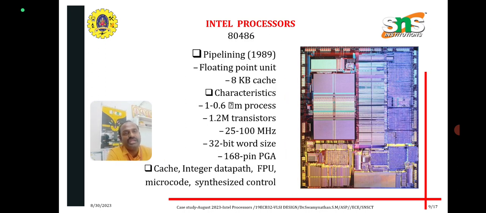Next, the 80486. Here the pipelining concept is mainly used for the floating point unit, and an 8 KB cache is also used. The characteristics are a 1 to 0.6 micrometer process, 1.2 million transistors, that is 1.2 into 10 to the power 6 transistors, a clock frequency range of 25 to 100 megahertz, word size 32-bit, and 168 pins. Here the additional features are cache memory, integer data path, FPU, microcode, and synthesis control used for the 80486.